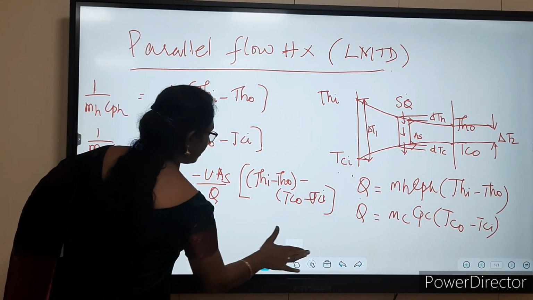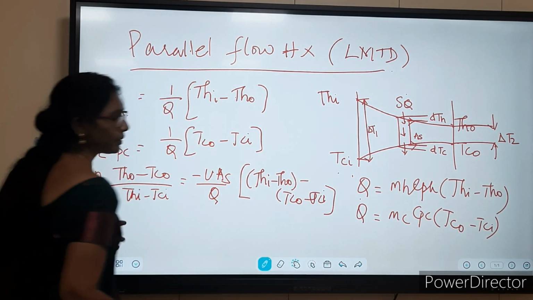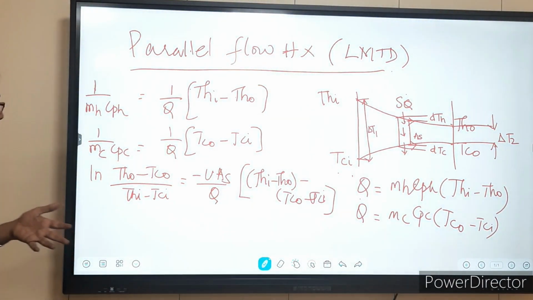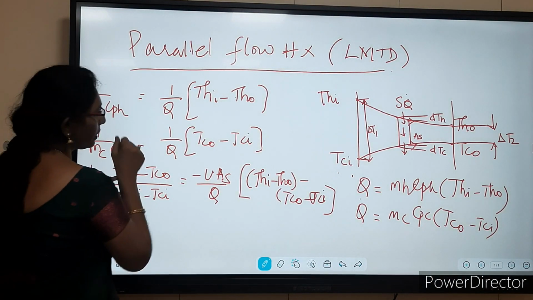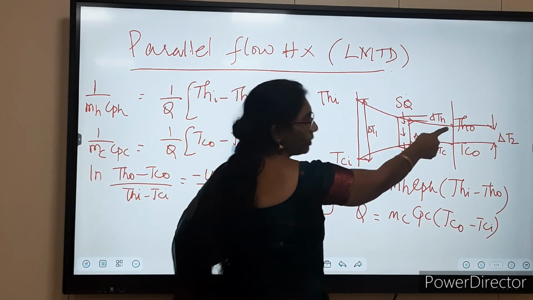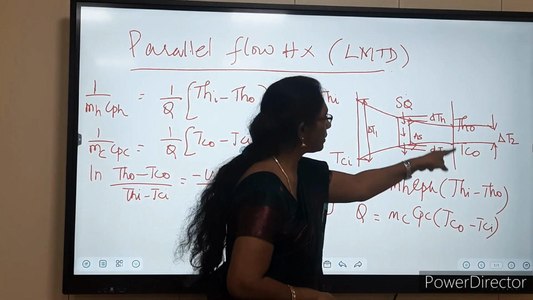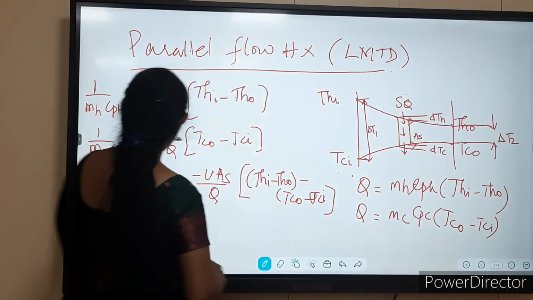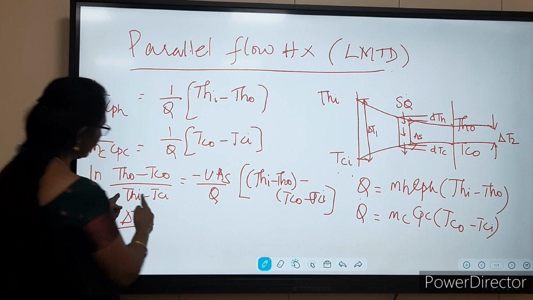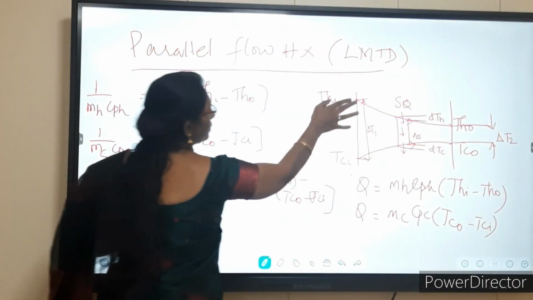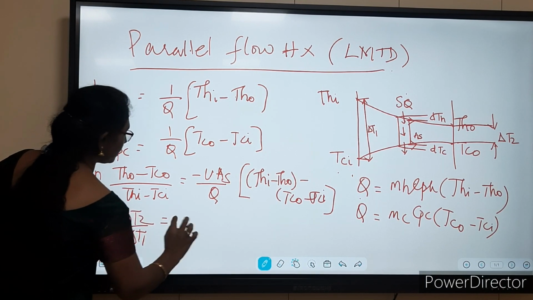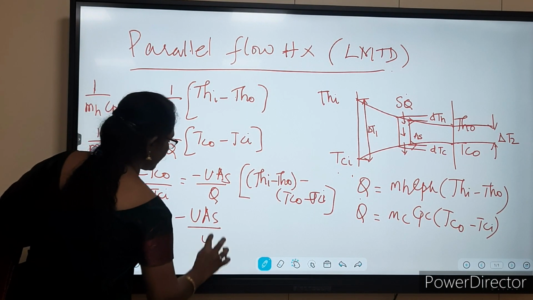In most of the textbooks, immediately after this equation, they have given you the final equation stating that some rearrangements are done. I'll show you what those rearrangements are in detail. Okay, now you see Th naught minus Tc naught. What is it? Look at this figure, back to the figure. Th naught minus Tc naught is delta T2, right? So it is ln delta T2 divided by Th inlet minus Tc inlet, and Th inlet minus Tc inlet is delta T1. That is equal to minus UAs by Q.